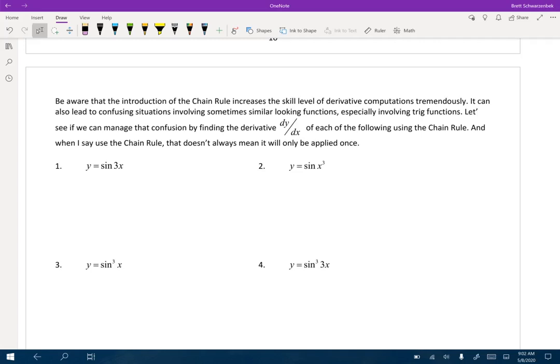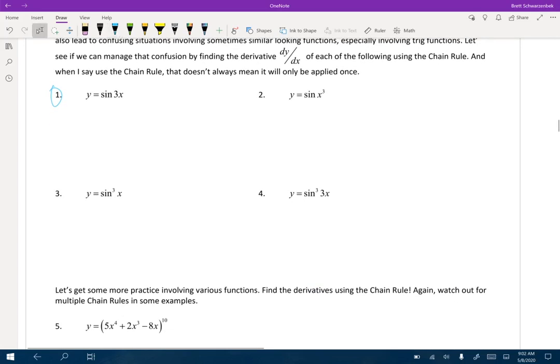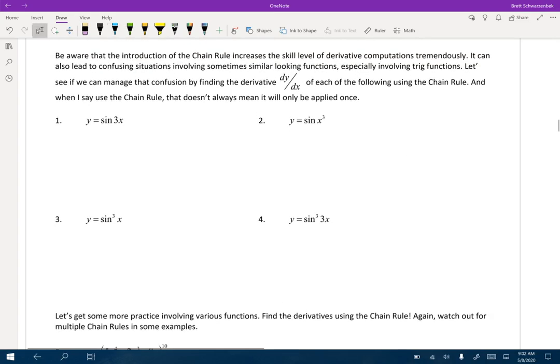Okay, part of the problem. If we look at number 1, actually if you look through 1 through 4 as a whole, you'll see sine 3x, sine x cubed, sine cubed x, sine cubed 3x. So what am I doing? I'm being very anal about showing you the most important concepts involved with the chain rule, and how all of these functions that look similar to one another have vastly different derivatives based on how we use the chain rule for each one and how the functions are actually composed, because they do have a different setup for each of them. But the chain rule doesn't change. That's the key.